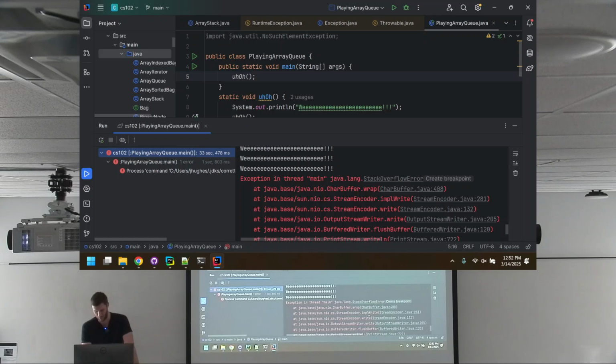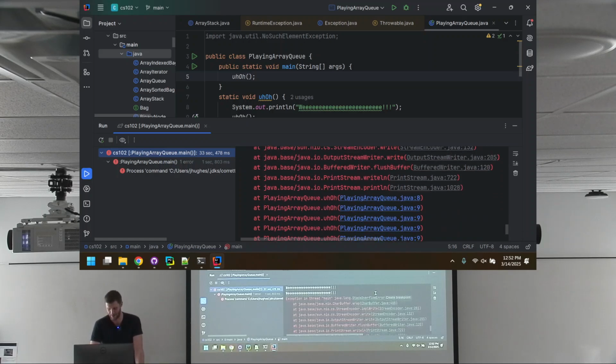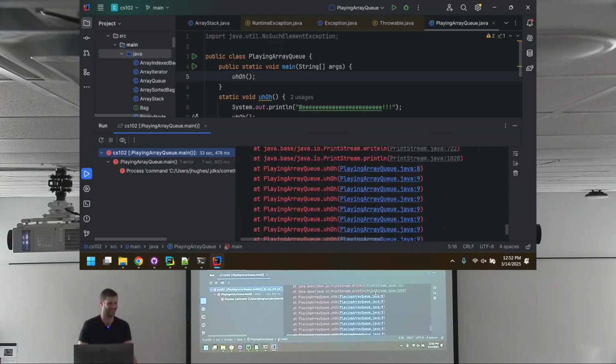Oh, look at this, Stack Overflow. And this is a Stack Overflow. This is where the name comes from. There's a stack. There's a finite amount of room. We ran out of room. It overflowed. And it gives us the stack trace.